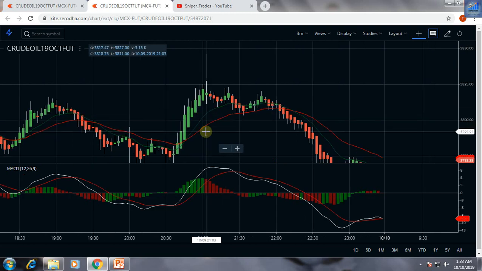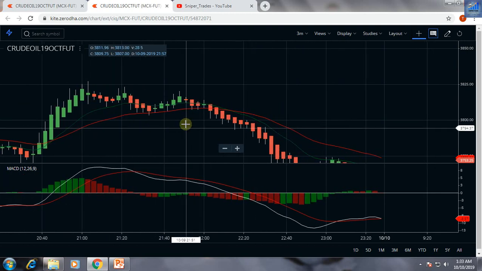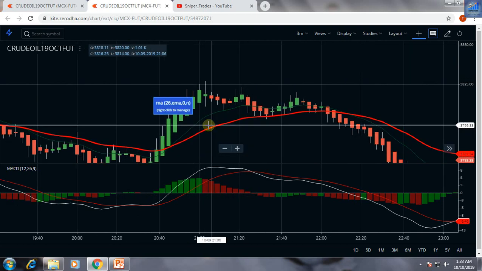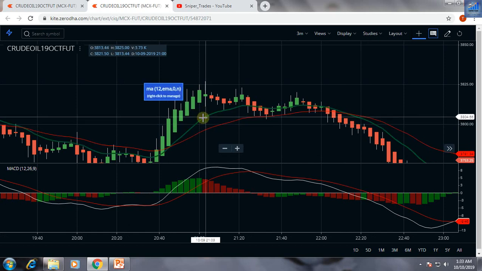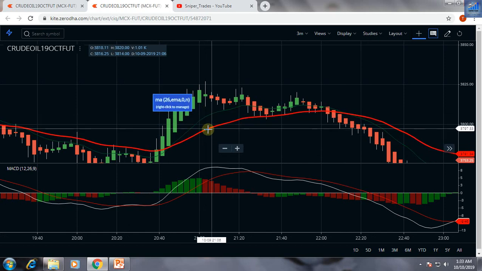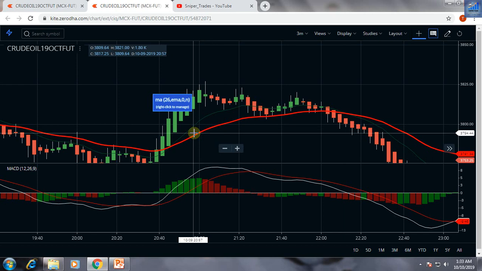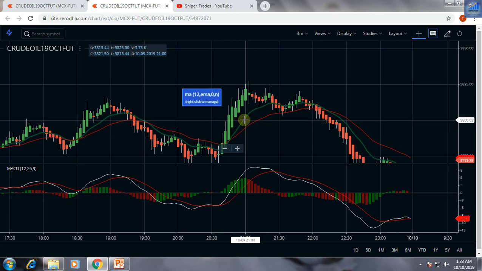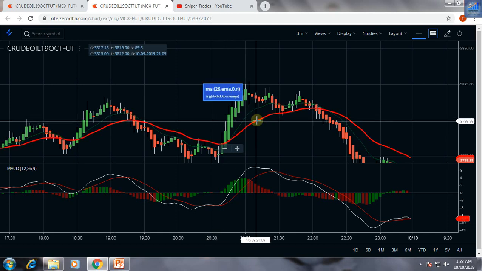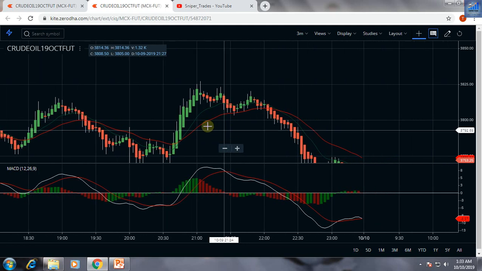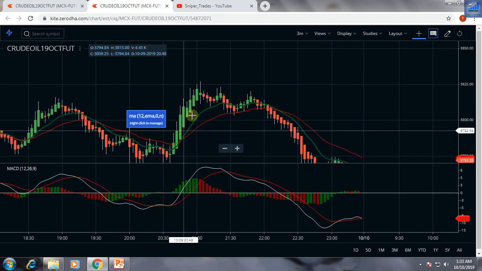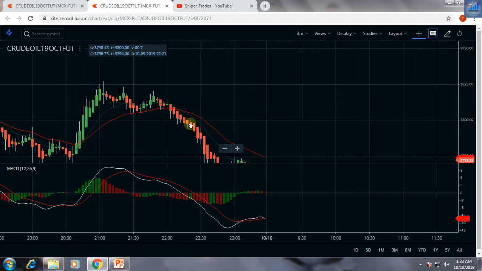Here I'm using a 3-minute chart, and we can see that the green line is crossing above the red line. We know that the faster period moving average, that is the 12 period exponential moving average, is greater than the slower period exponential moving average, that is the 26 period exponential moving average, which means that the general trend is bullish. It means that the general demand for this particular commodity is more and the price is moving in a bullish direction. So see, the price is moving upwards.